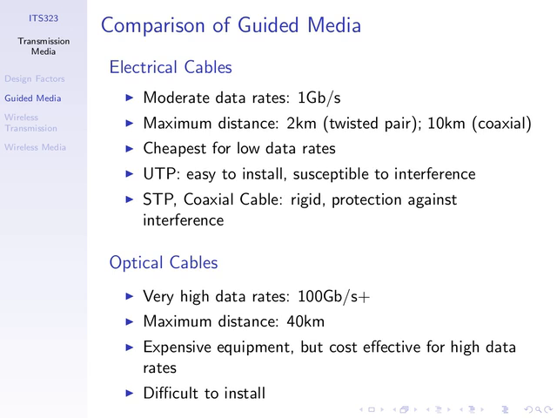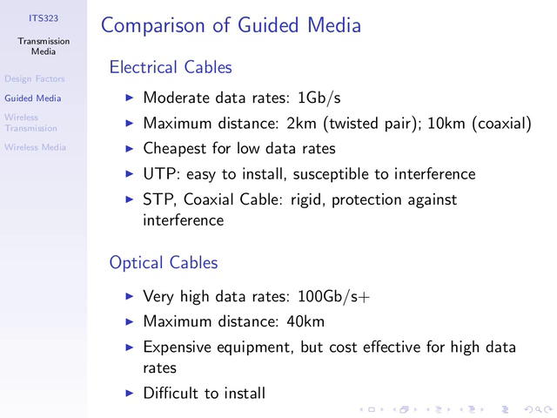We want to transmit at 1 terabit per second. We can use many electrical cables or one optical fibre. And that's when optical fibre becomes cost effective. When we have high data rates, it can be cheaper than using many electrical cables.